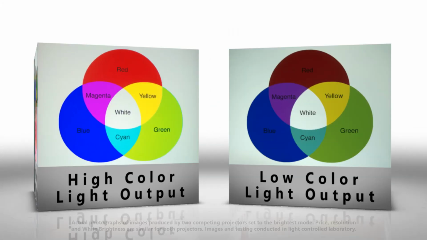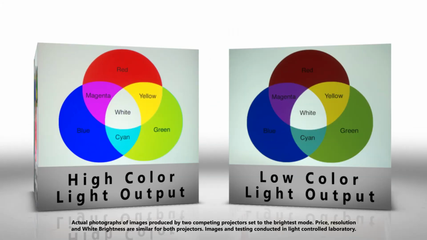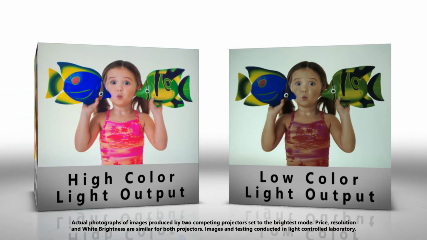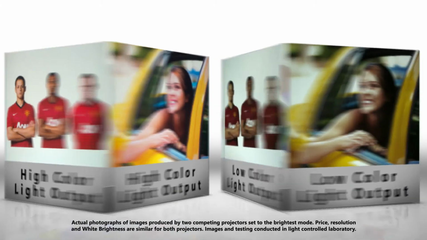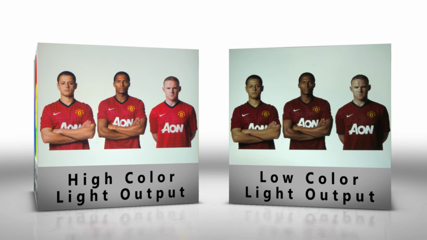These are photographs from comparable projectors. A 3LCD-based system is on the left. Here, color brightness is equal to white brightness, so colors appear rich and balanced. On the right, white brightness is higher than color brightness, so images look dim and dull.